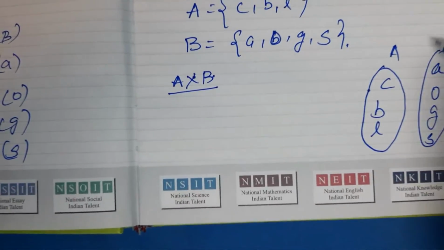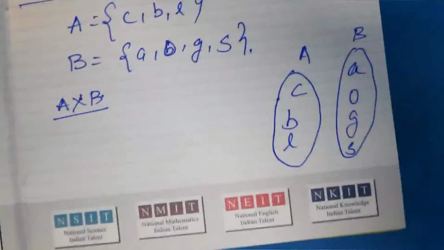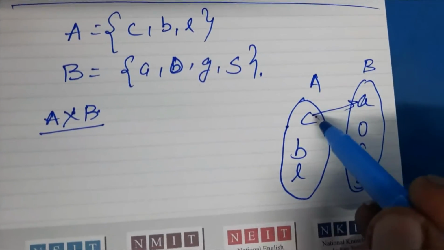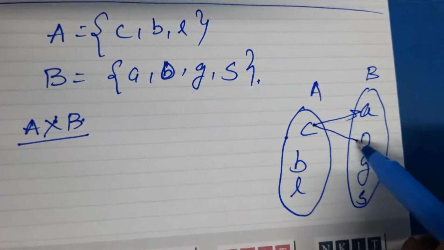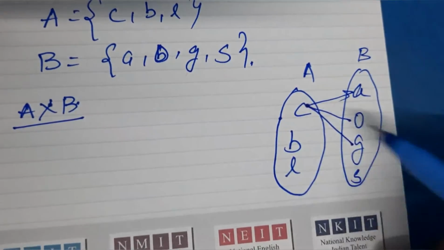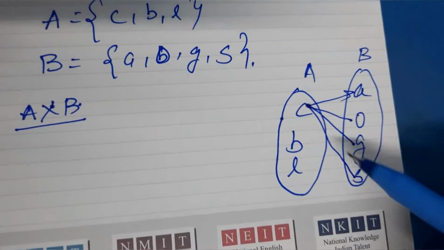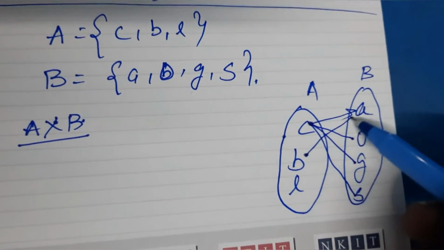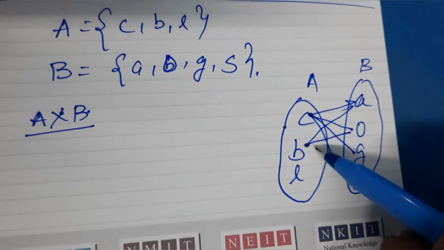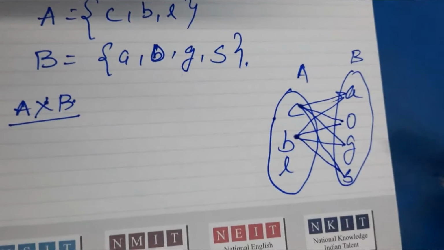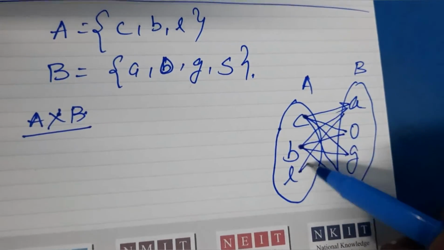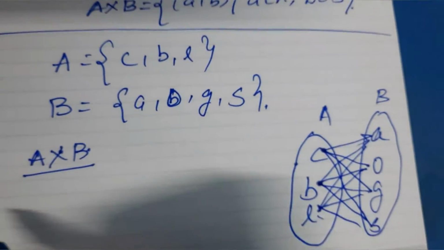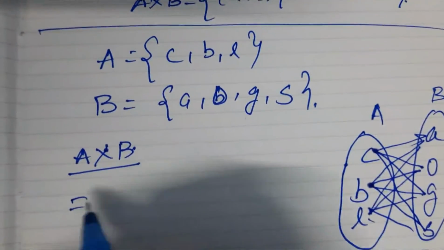Suppose we want to take any one fruit and any one vegetable, what are the possible orders? Carrot and apple, carrot and orange, carrot and grape, carrot and strawberry. Or another chance: brinjal and apple, brinjal and orange, brinjal and grape, brinjal and strawberry. Or lady's finger and apple, orange, grape, strawberry. Similarly, we have A cross B.